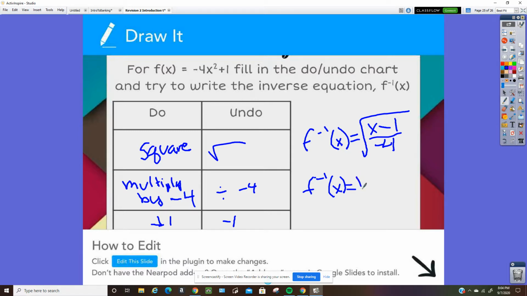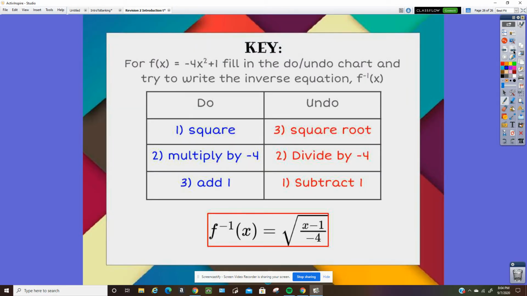And this is not necessary, but I usually don't like leaving this down here. So it would be negative x plus 1 over 4. You don't have to do that, but this is probably a little bit better illustration of just undoing what the original was. So let's see what they wrote for an answer here. And they'll let the -4 alone there.